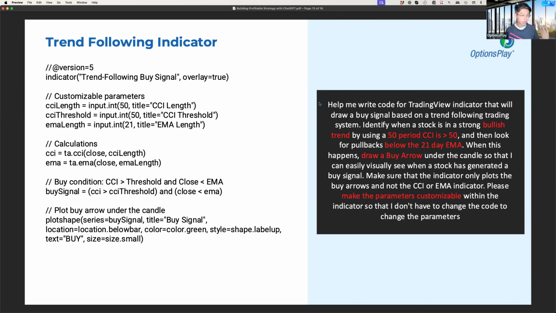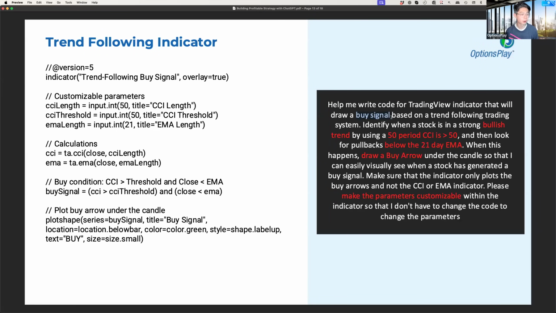So ChatGPT is an incredibly powerful tool, but it takes some time to write something down. So here's what I've done. I said, help me write code for a TradingView indicator that will draw a buy signal. And it's important that it draws a buy signal for me, because what I don't want is to have to look at indicators. The more indicators I look at, the more of my own human confirmation bias I'm going to bring into the equation. I want to remove all of that. I just want the end result, right?